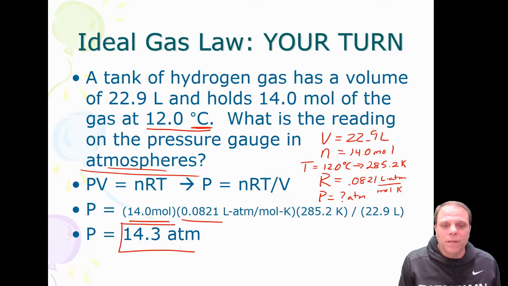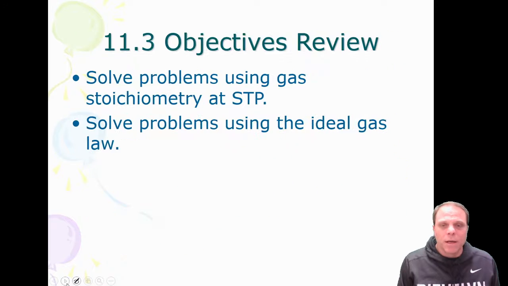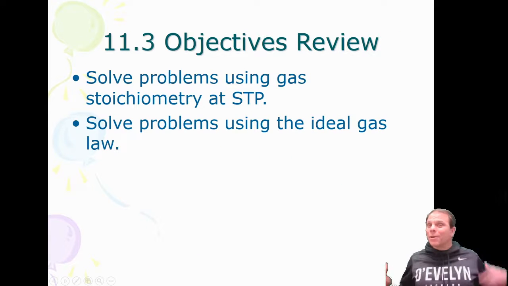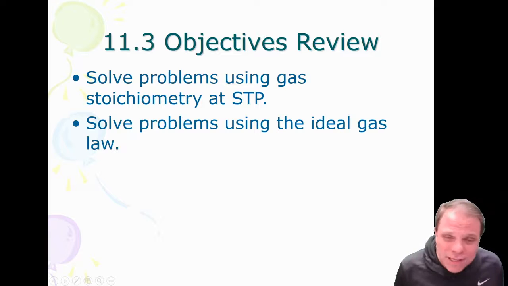14.3 atmospheres. How many sig figs can we have? Well, we had 3, 3, 3. Actually, when we did our temperature, we ended up having 4 with that. So we're good. 3 is the number we should have. Done. I told you we were close to finishing the lecture, and here we are.